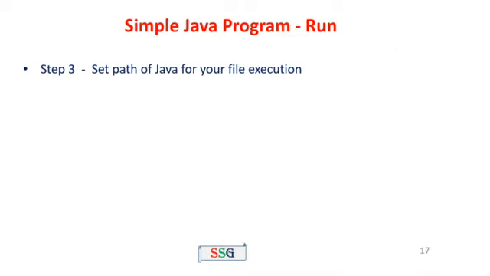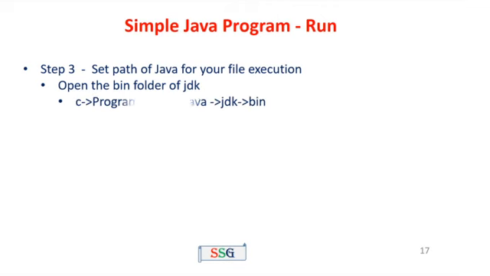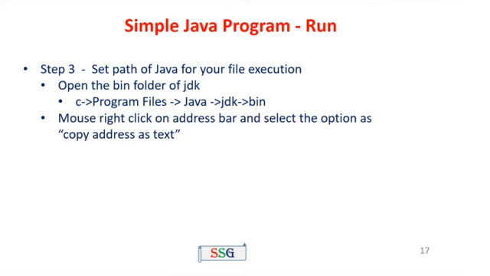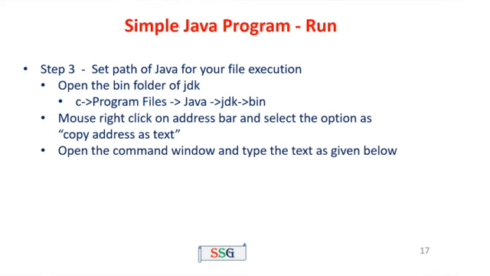The next one, step 3, set the path of Java for your file execution. Now we have to set the Java path for this corresponding folder. Okay, open the bin folder of JDK. The bin folder is available in C: Program Files, Java, JDK, and bin. Then right click the mouse on the address bar and select the option Copy address as text. Just move the cursor on the address bar and select the option Copy address as text.